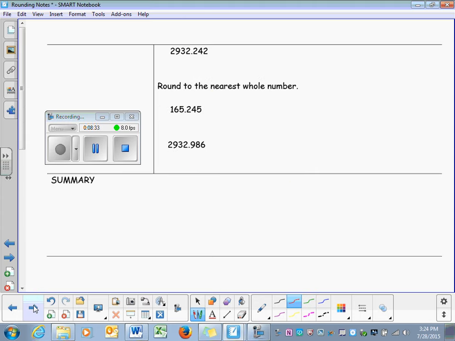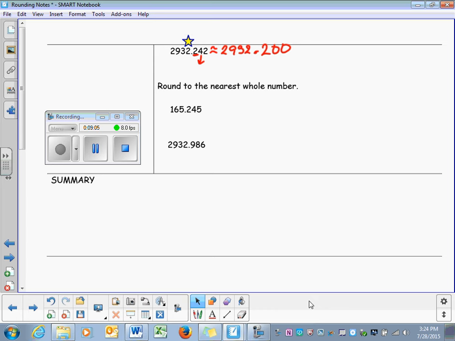We're still rounding to the tenths place. So I identify my ones. Tenths is to the right of the ones. So I look to the right of that, and that's 4. 4 or less, let it rest. So keep the 2,932 decimal point. Because I'm rounding down, I keep the 2, and everything else becomes a 0.